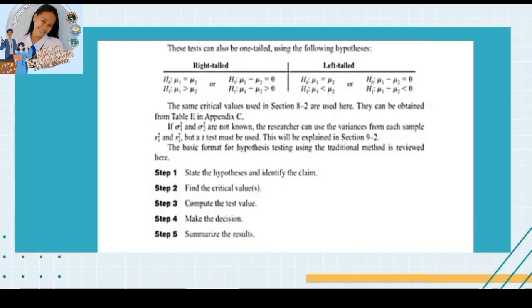So, this test can be one-tailed using the following hypotheses. Let's take a look at the table presented and discuss the steps used to solve this. In order to solve this, here are the steps. Step 1. State the hypotheses and identify the claim. Step 2. Find the critical values. Step 3. Compute the test value. Step 4. Make the decision. And step 5. Summarize the results.